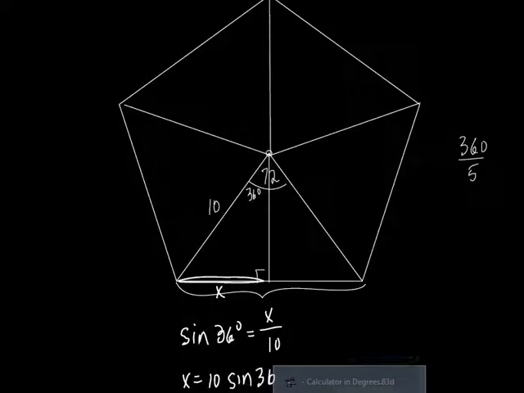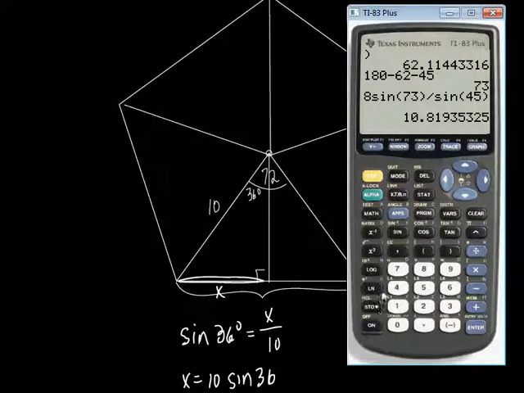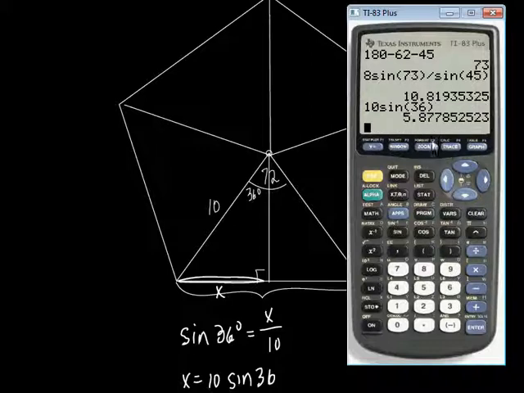All right? And so what is that? That's 10 sine 36. It's about 5.9.